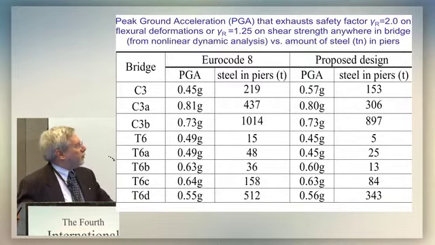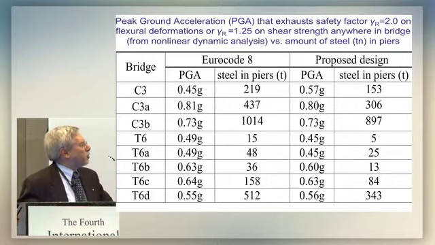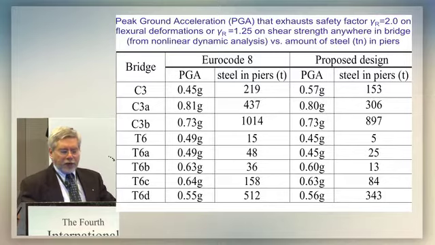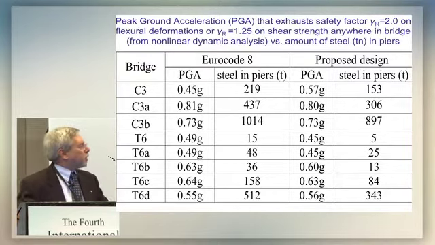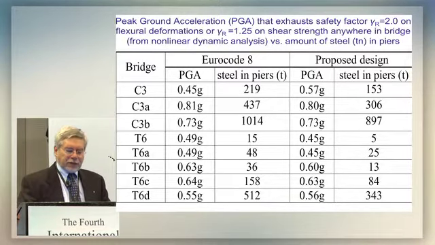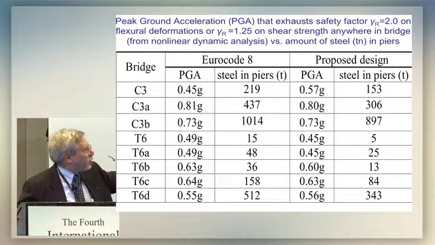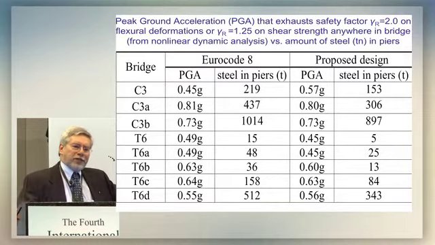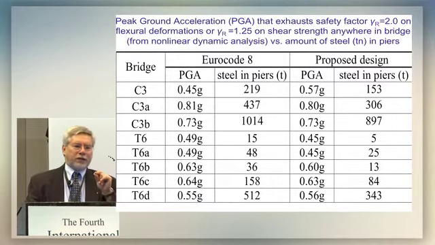what you see, apart from the total amount of steel in the piers, is the peak ground acceleration under which the various designs reached a margin of safety of 2 against exceedance of flexural deformations anywhere, or a margin of safety of 1.25 on shear strength anywhere in the bridge. So as far as the safety of these designs is concerned, they are more or less equivalent, because the peak ground accelerations in the two types of designs are more or less the same. In some cases, the Eurocode 8 design has higher PGA. In other cases, the model code design has higher PGA. But the key thing is that the amount of steel required for that is much lower.